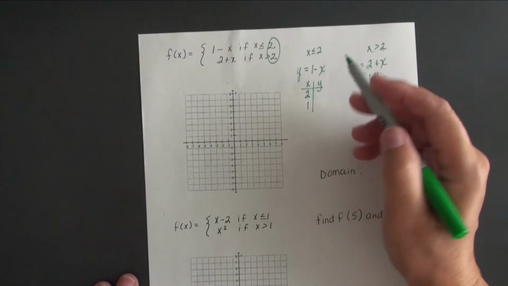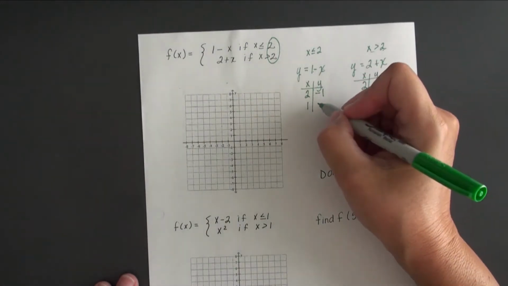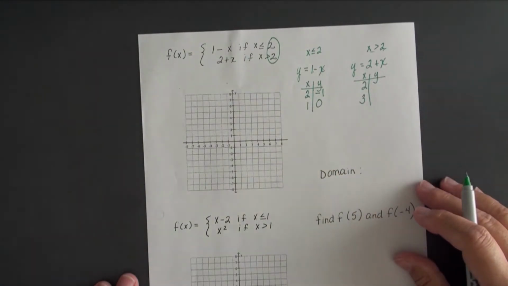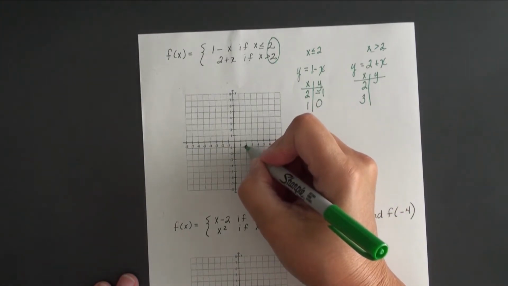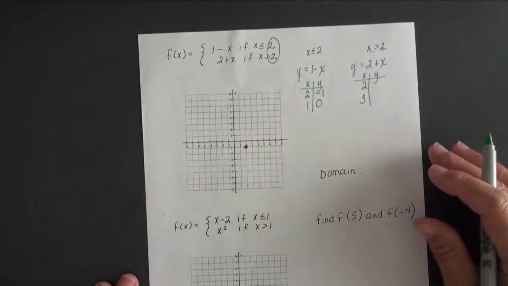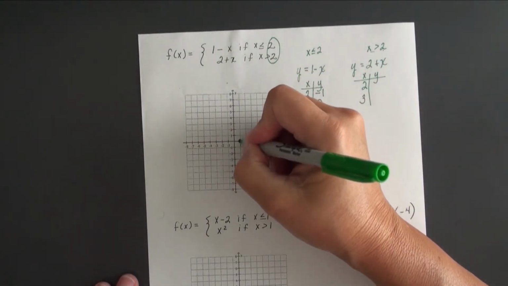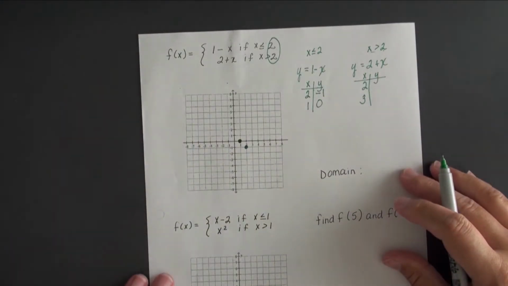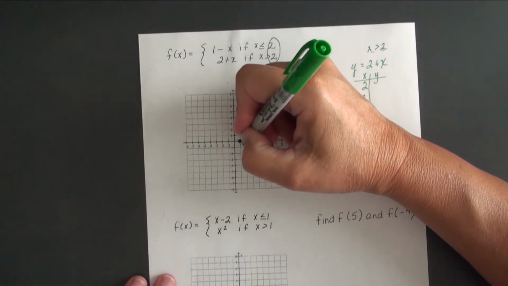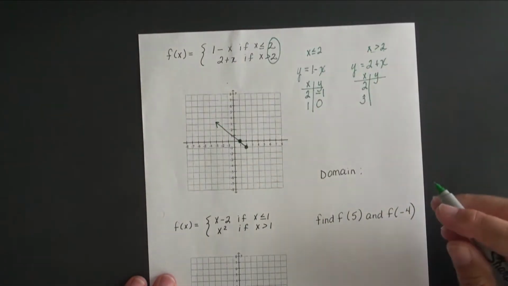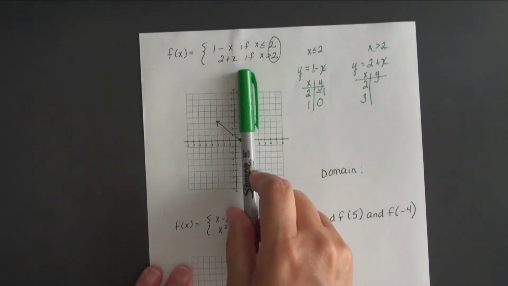1 minus 2 is negative 1. 1 minus 1 is 0. So I'm going to graph the point 2, negative 1 with a closed circle because that says less than or equal to. And then I'll graph the point 1, 0. And I'm going to draw a line starting at the 2, negative 1 going through the 1, 0. That would be all of the points less than 2 because the line x equal 2 is right here.